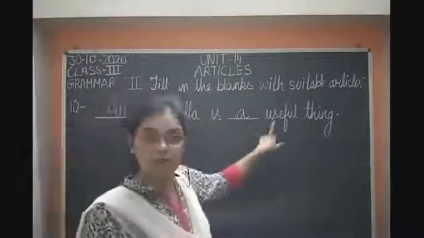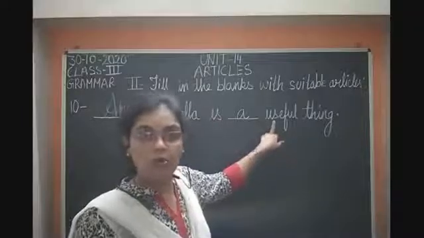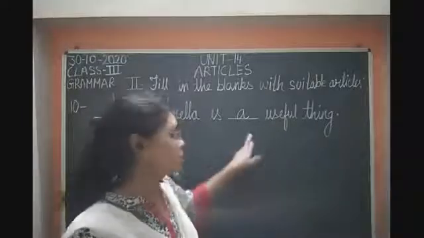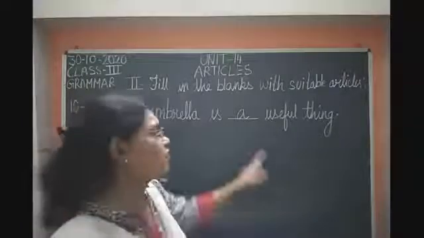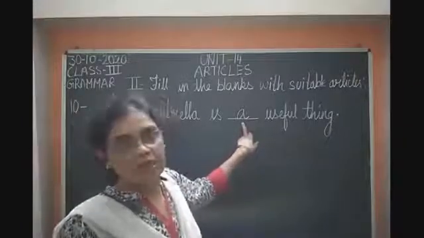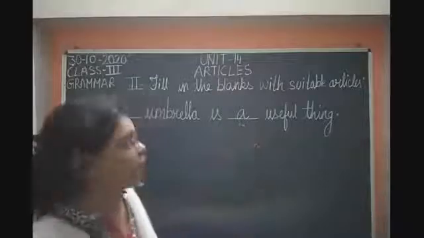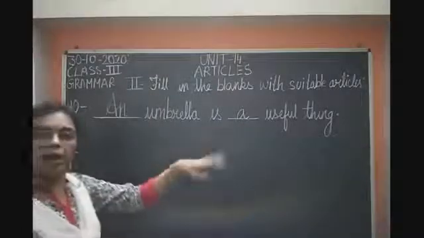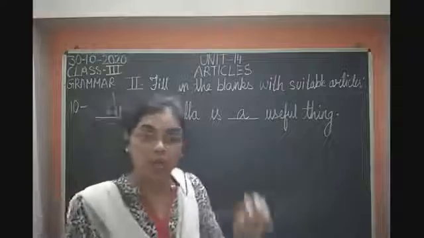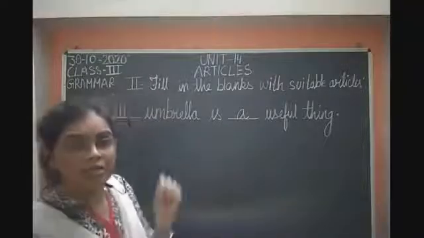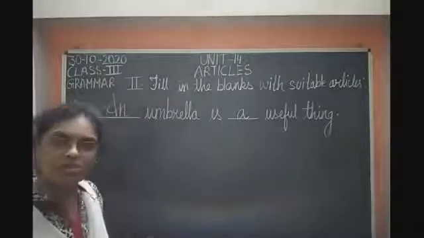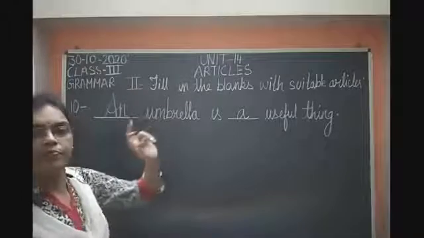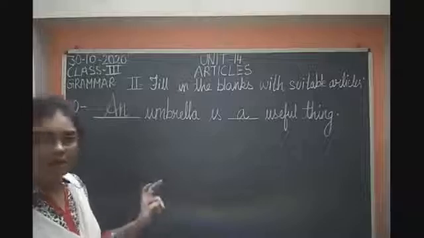Whereas the spelling of useful also starts with U, but when you pronounce this word, that sound comes of Y. The U sound of Y-O-U comes. So we'll be using the indefinite article A, right? Don't think that because both have U, we will blindly put N. No, now you need to focus on the sound, that is the pronunciation of the word. If your pronunciation is accurate, then you will fill in the correct article.